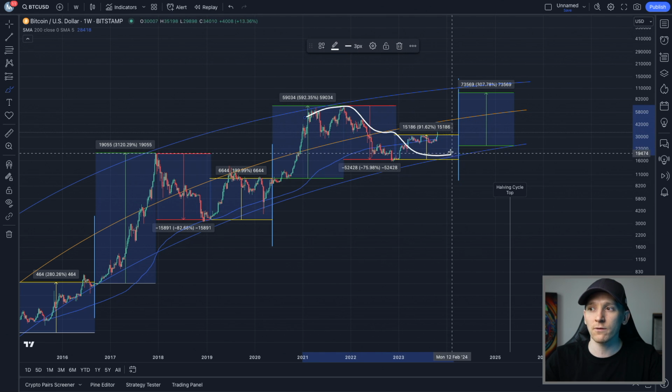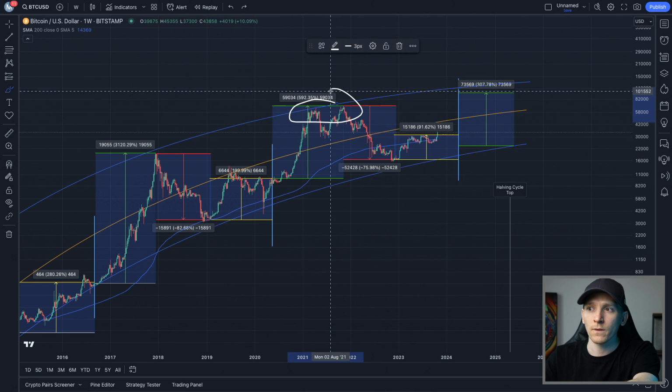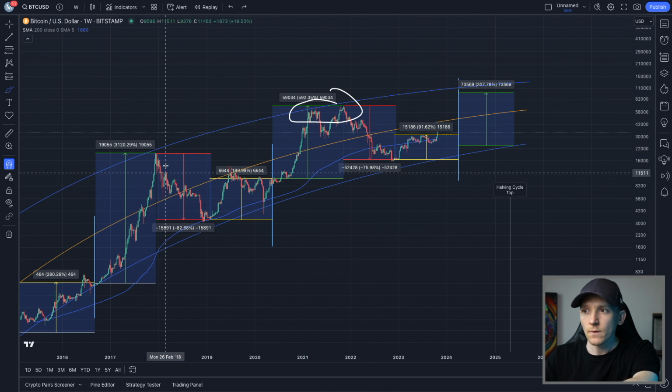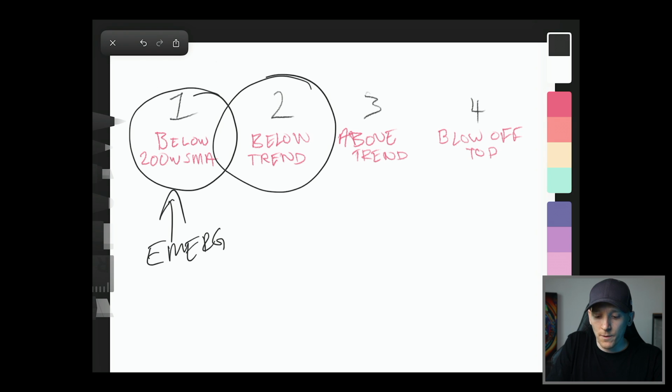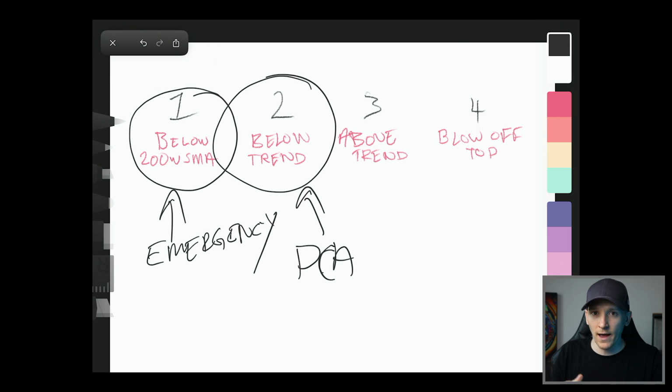Or even lower, down to the bottom trend. So here, what are you going to be doing? Well, these are the areas where you can make that decision. So below trend, down here it's like emergency funds, right? You want to be going in. Here is your DCA. You want to be very active.